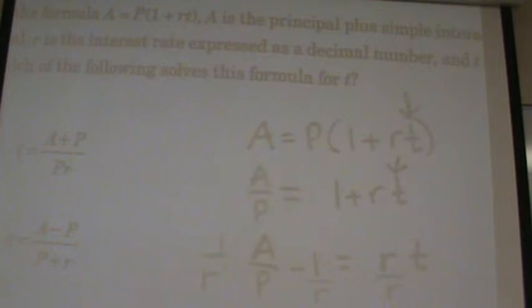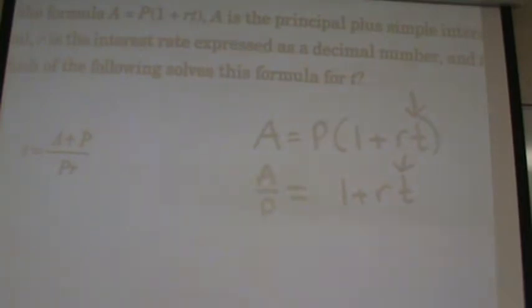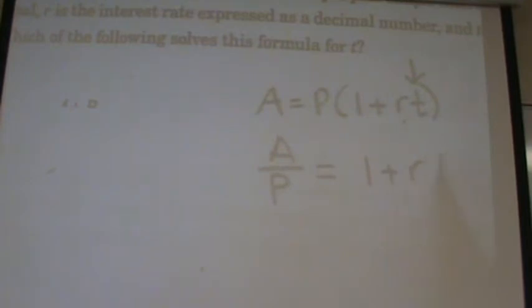Okay, so let's write down the sheet. How do you solve this formula? A equals P times 1 plus RT. How do you solve that for T? So I'm going to show you the work. Here's the formula. You're trying to get T by itself. So I would get rid of this P, so it's A over P equals 1 plus RT. Now you want to get T by itself.